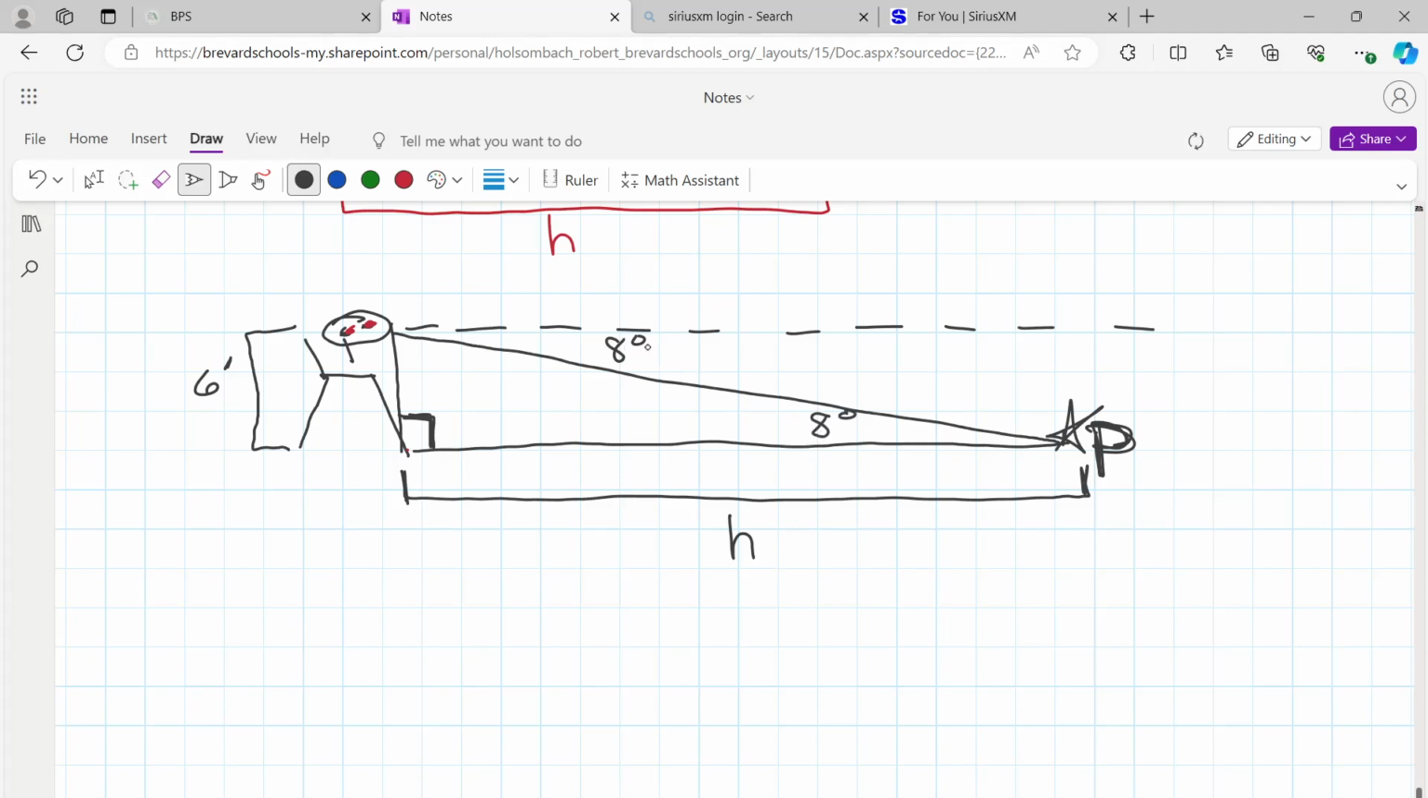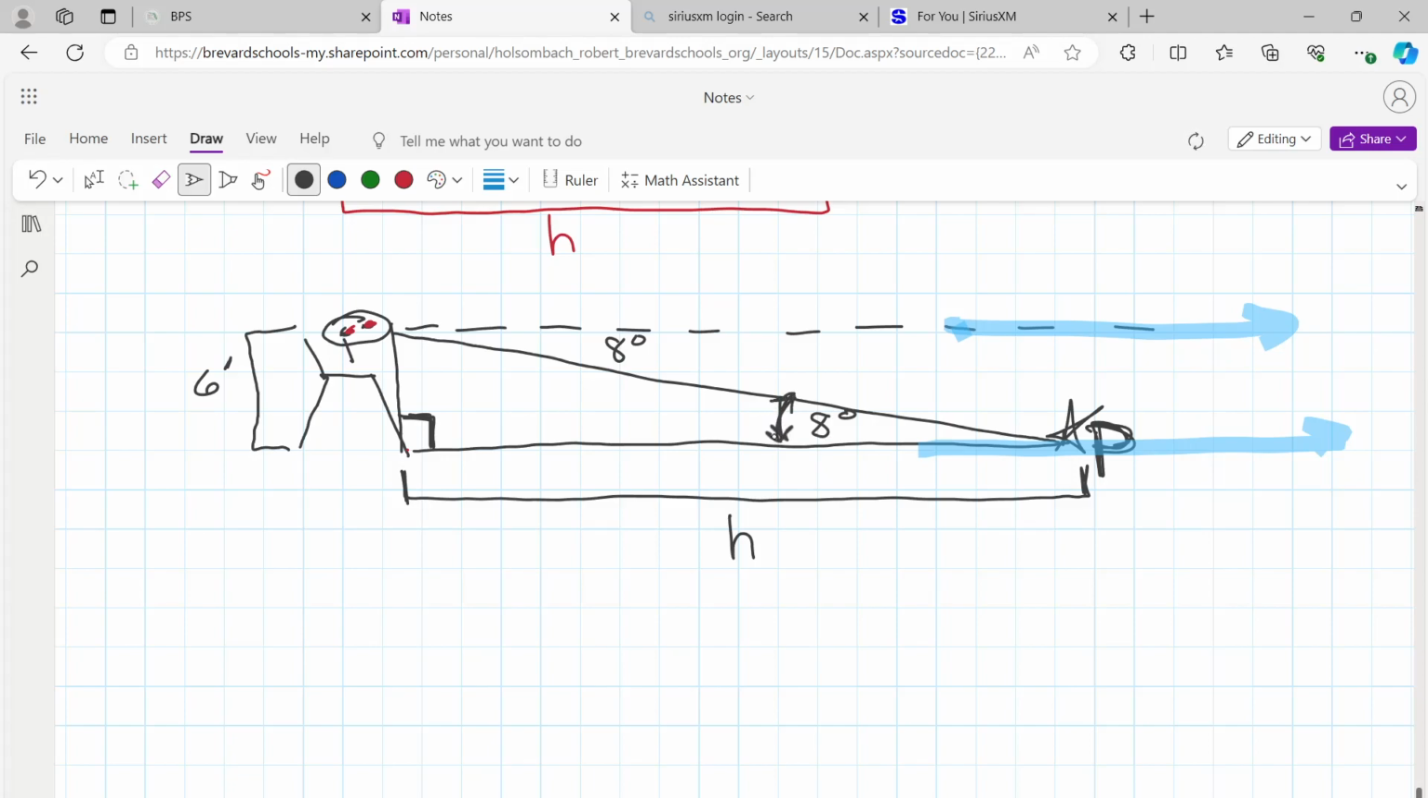These are alternate interior angles in the big scheme of things. Like I said, we've got a horizontal here. We've got another horizontal here. They're parallel to each other. And this line from the eyes of the lifeguard out to the person that needs help is the transversal. That makes those two angles alternate interior angles, and they're congruent to each other. So now we're going to work with this angle.